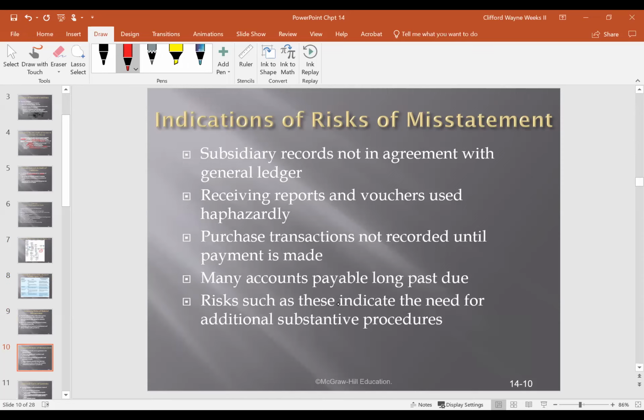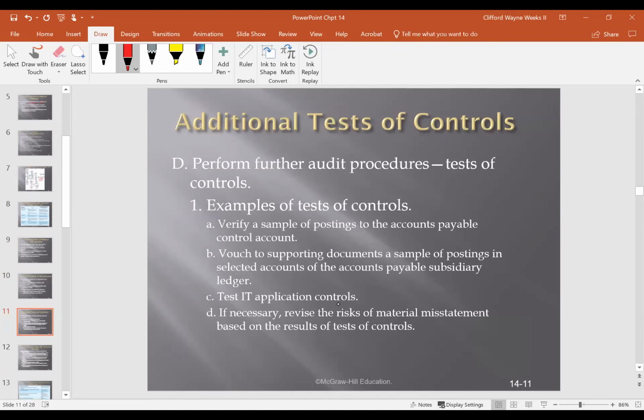Many accounts payable long past due. Well, that's scary, because if you don't have the money to pay, are we trying to hide some of these things? Risks such as these indicate the need for additional substantive procedures. So additional tests of controls, for example: verify a sample of postings to the accounts payable control account, vouch to supporting documentation.